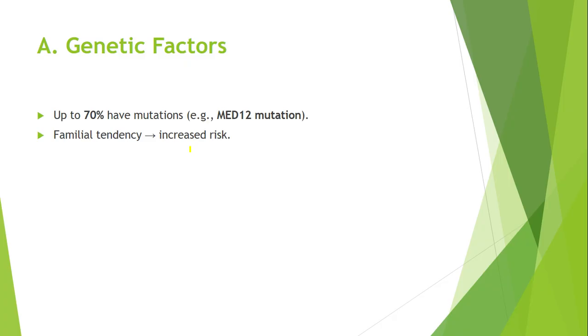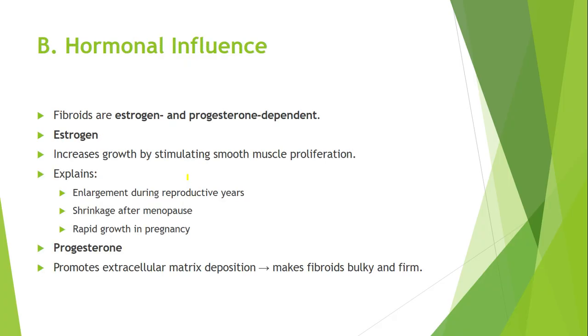So in all uterine fibroids, there is a 70% case of gene mutations, especially in the MED12 gene, and a previous history, that's family history, which increases the risk. Next is hormonal influence. Fibroids are estrogen and progesterone dependent, so their activity is solely based on the body's production and activity of estrogen and progesterone.